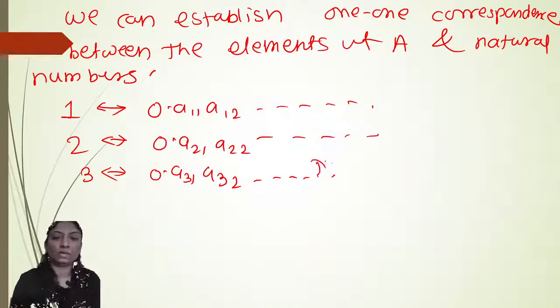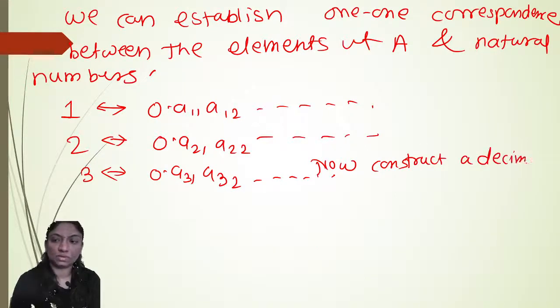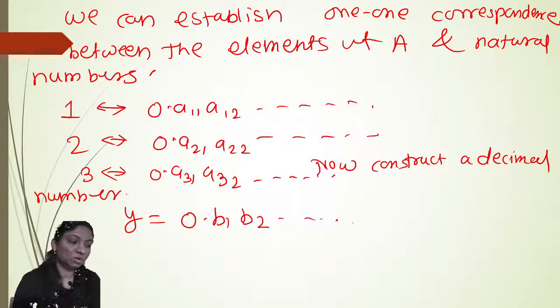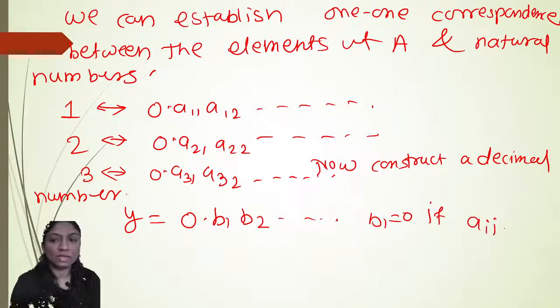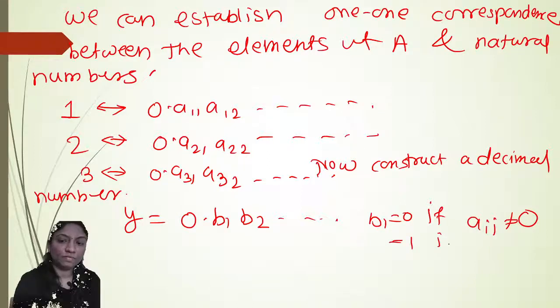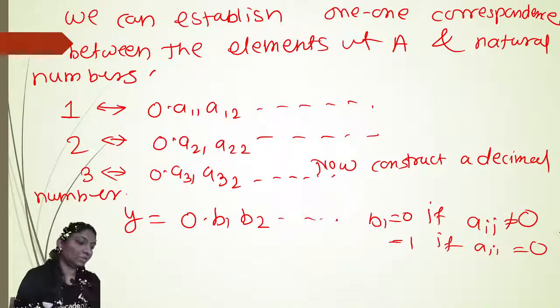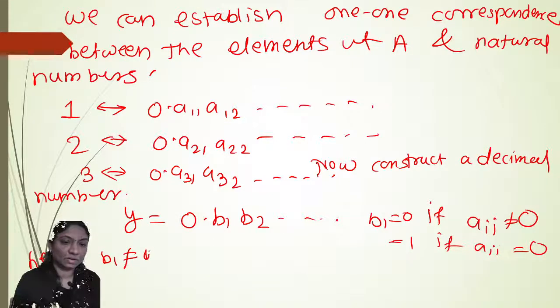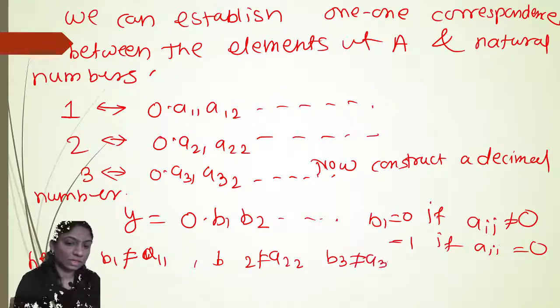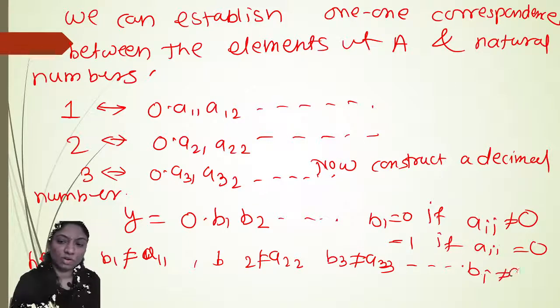Now construct a decimal number y equals 0.b1 b2 and so on, where bi equals 0 if aii is not equal to 0, and bi equals 1 if aii is equal to 0. Okay, so you will get b1 is not equal to a11, b2 is not equal to a22, b3 is not equal to a33 and so on. We get bi is not equal to aii for any i, and y is not equal to x1 since it differs from x1 in the first decimal place.